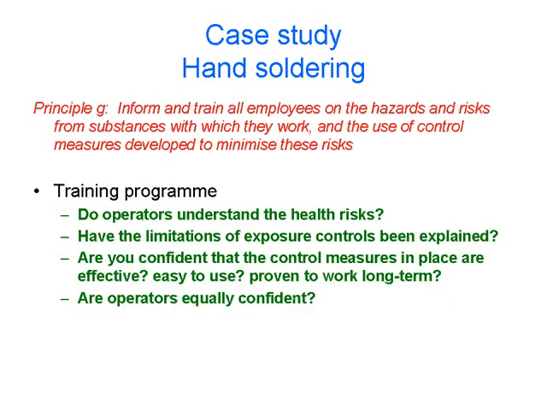Principle G, inform and train all employees on the hazards and risks from substances with which they work, and the use of control measures developed to minimise these risks. Looking at the training programme, do operators understand the health risks? Have the limitations of exposure controls been explained? Are you confident that the control measures in place are effective and easy to use and proven to work long term, and are operators equally confident?